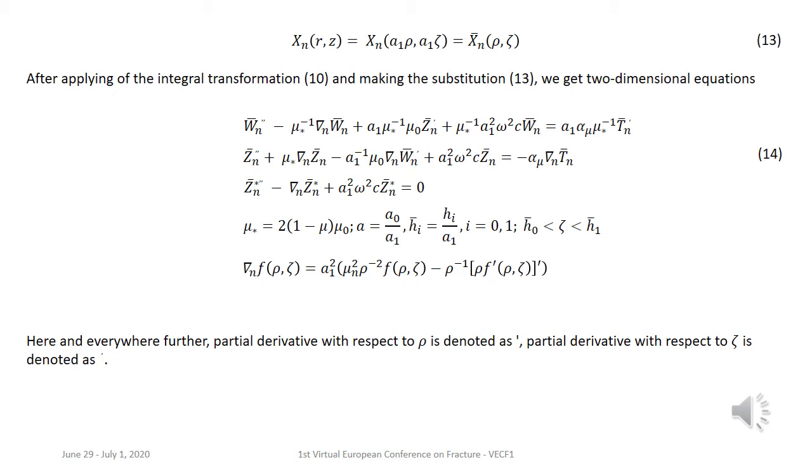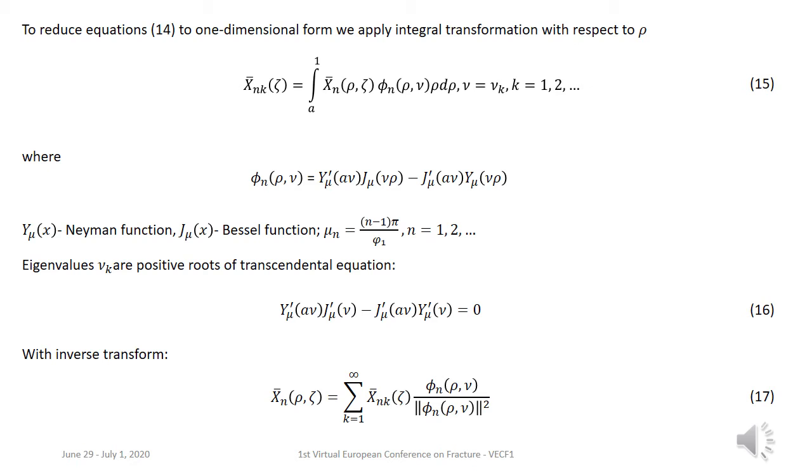Here and everywhere further, the partial derivative with respect to ρ is denoted as apostrophe, and the partial derivative with respect to zeta is denoted as comma. To reduce equations 14 to the one-dimensional form, we apply the integral transformation with respect to ρ. The direct integral transform has the form, Formula 15. Phi mu is the naming function, J mu is the Bessel function. Eigenvalues mu k are positive roots of the transcendental equation, Formula 16, and the inverse transform has the form, Formula 17.